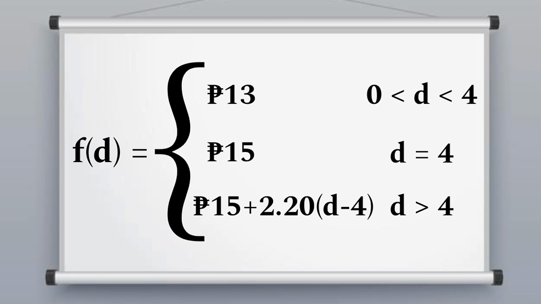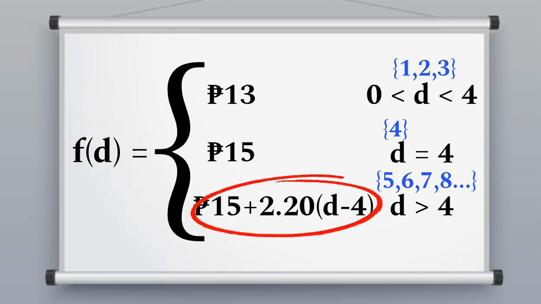Step 3. Solve for each interval. Solve the equation separately for each interval. If 0 is less than D and D is less than 4, it will be equal to 13 pesos. If D is equal to 4, it will be equal to 15 pesos. And if D is greater than 4, solve 15 plus 2.20 times D minus 4 for the given value of D.